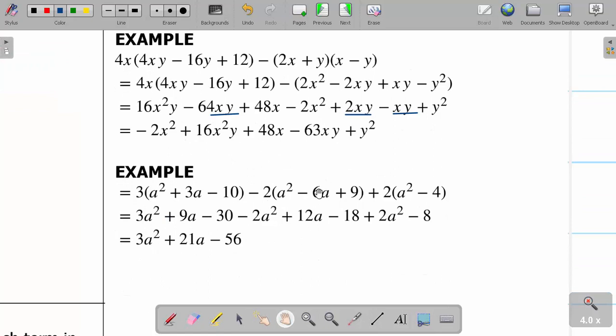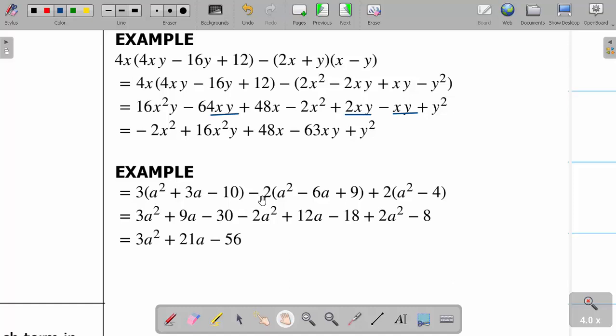And then we have another example here. We have 3 into (a squared plus 3a minus 10), then minus 2 into (a squared minus 6a plus 9), then plus 9 into (a squared minus 4). We're going to distribute again using BODMAS. 3 times a squared gives us 3a squared, 3 times 3a gives us 9a, 3 times minus 10 gives us minus 30.